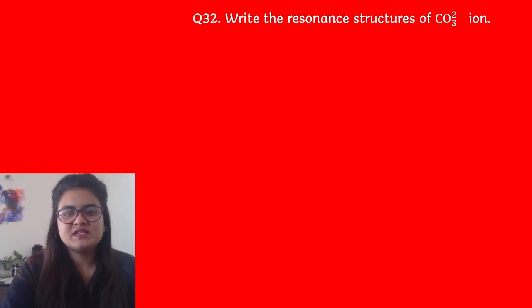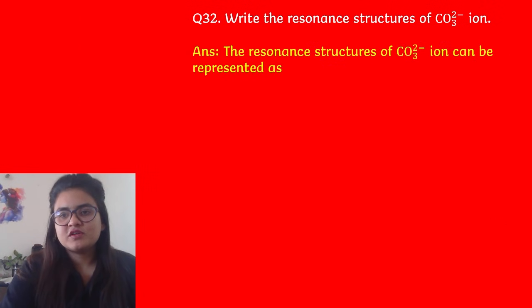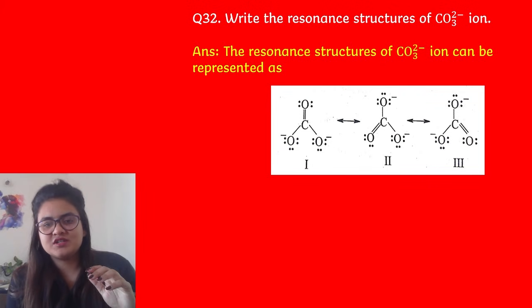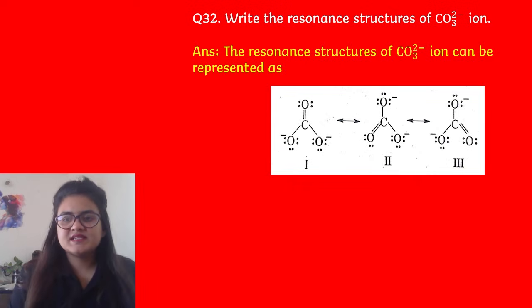Let's proceed. Resonating structures for CO3 2-. Here you can see it can exist in 3 resonating structures. I guess you know how to draw it, and here it's also shown. I guess it's clear to you.